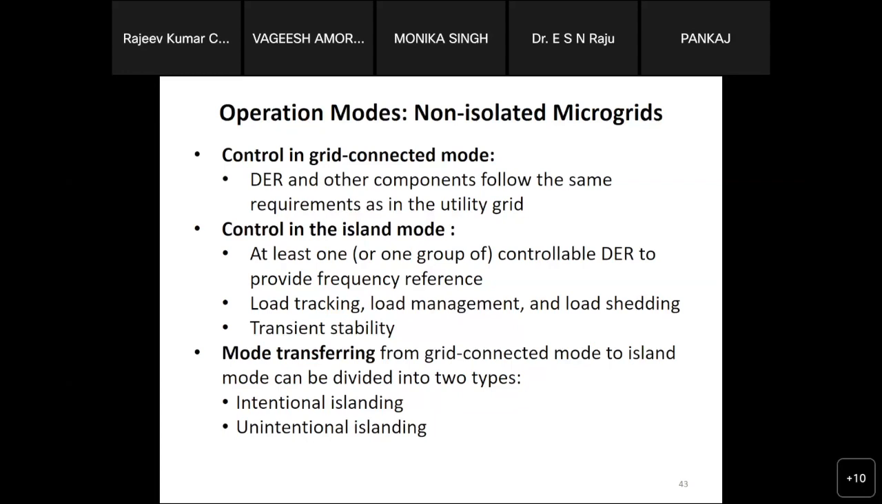So coming to the mode transfer from the grid to islanding mode, it's mainly divided into two types: intentional islanding and unintentional islanding. Intentional islanding means we isolate the microgrid from the main grid intentionally by monitoring parameters like voltage, frequency, and the power flow between the microgrid and the main grid. Unintentional islanding is when there is some failure. When there is a failure in the main grid, then we have to go for islanding of the microgrid from the main grid.